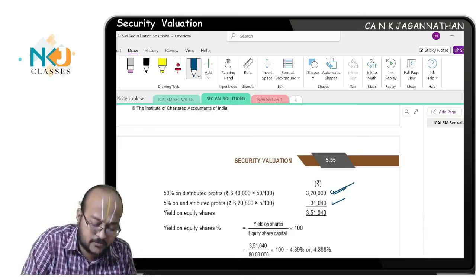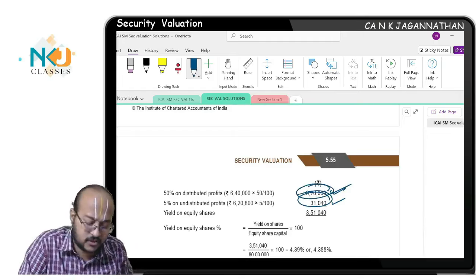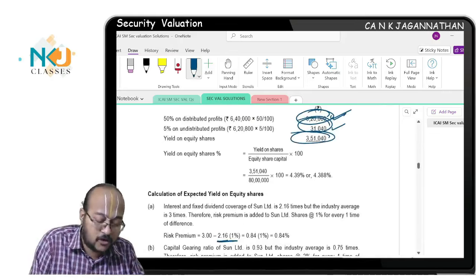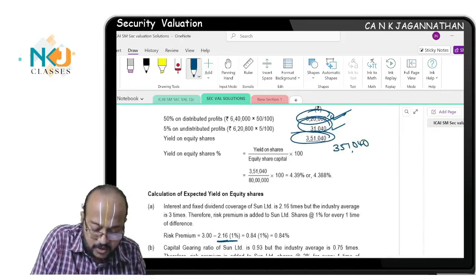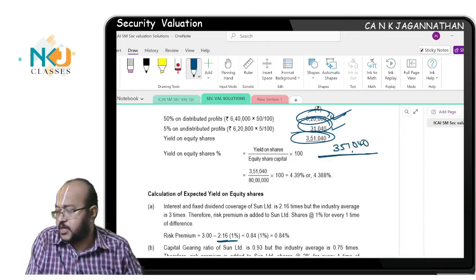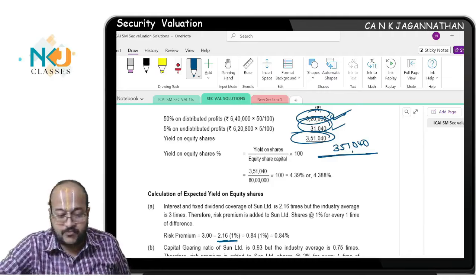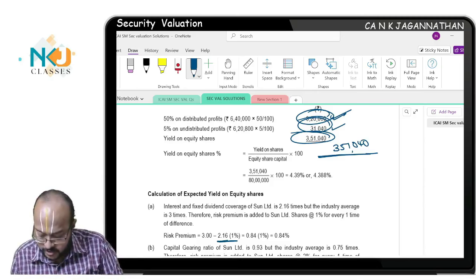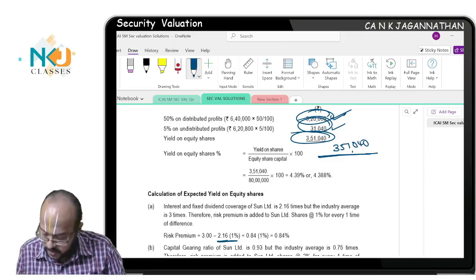So 50% of the distributed profit comes to 3,20,000, and 5% of the undistributed profit comes to 31,040, total 3,51,040. Now we need to compute yield on equity shares. Yield on equity shares is nothing but, see here, 3,51,040. If you do it on a per share basis, you can find out EPS. What is the EPS? Please tell me, children. 3,51,040 divided by 8 lakhs. I'll take a calculator.